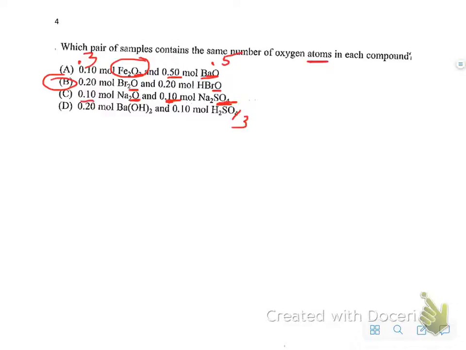So 0.2 of barium hydroxide is 0.2 times 2 because there's 2 OH's in here, 0.4. And 0.1 times 3 is 0.3. So this is not the same. So the answer is B.